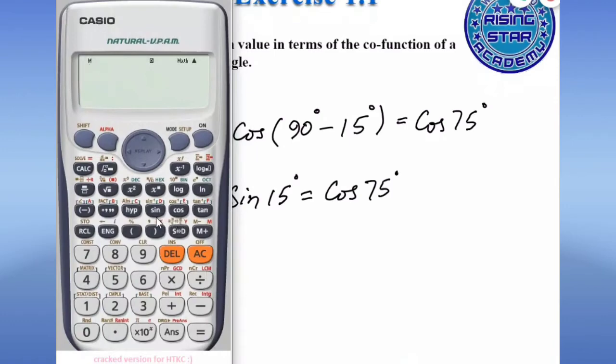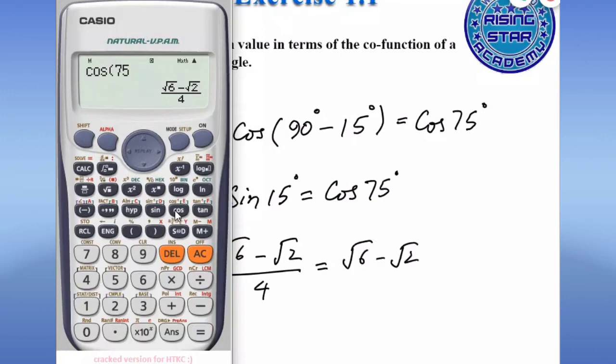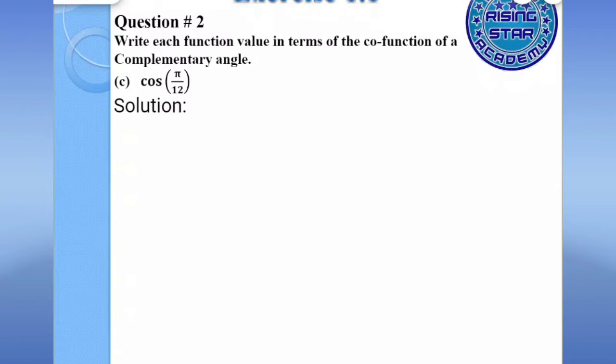So here we have sine of 15, that is root 6 minus root 2 by 4. I would check it for cos of 75. We have the same answer, so it means they are co-functions of each other. Let's move to the next part now. Here we have a radian value, that is cos of pi by 12. We know that 90 degrees is equal to pi by 2 in radians.